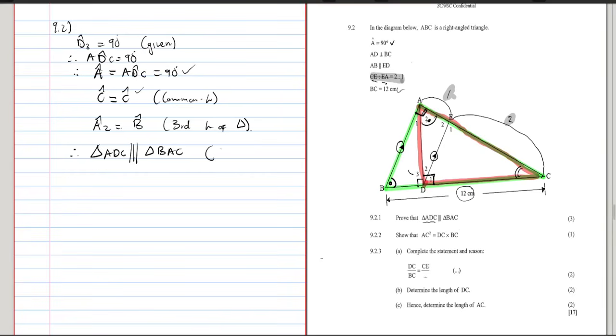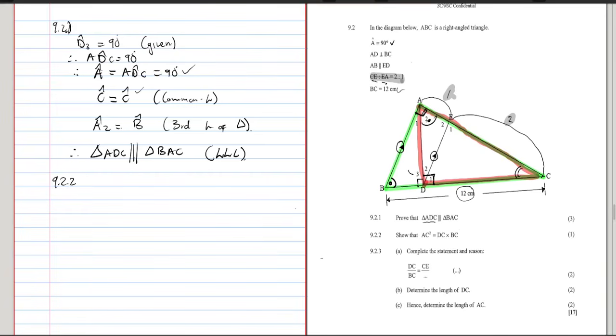How did we prove this? We proved it through angles. We used three angles to prove similarity. Okay, that was 9.2.1. Now 9.2.2: show that AC squared is equal to DC times BC.